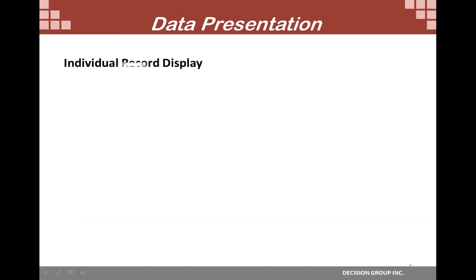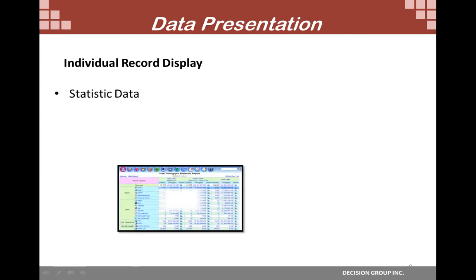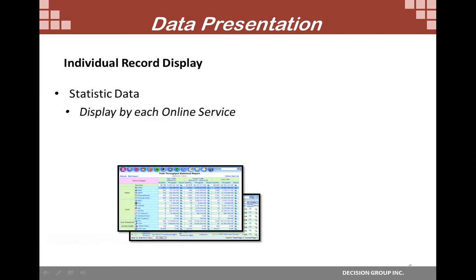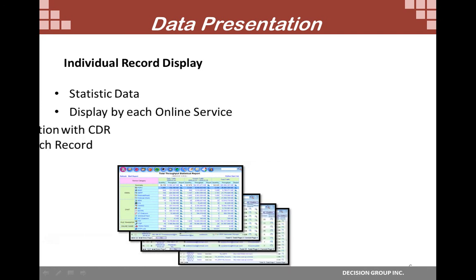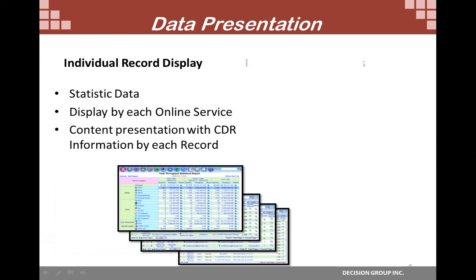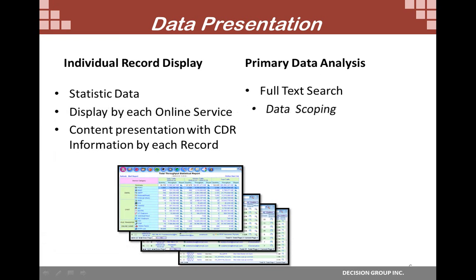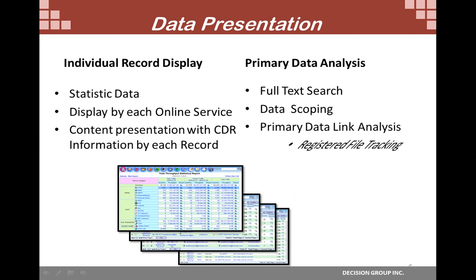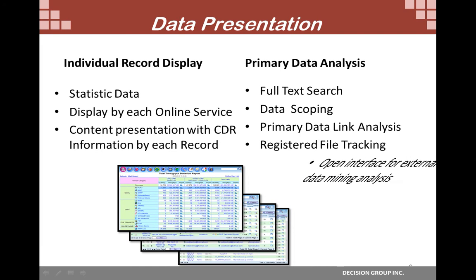Data presentation is another important thing. We have statistical data, which can summarize based on different categories of data, such as information by record and, for example, total numbers of files that are sent and received and all sorts of things like that. But more importantly is this primary data analysis, where you can go into a category and you can do a text search and look for certain keywords like money or commission or payment or something. You can do data scoping, which means you can go in by a certain user, by a certain time range, to make it easier to pinpoint something.